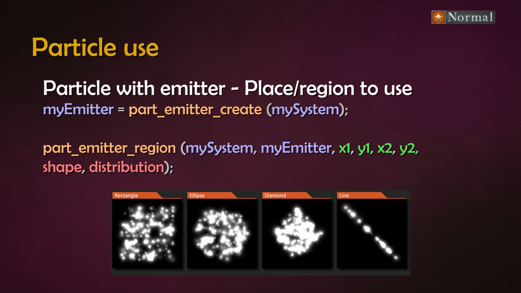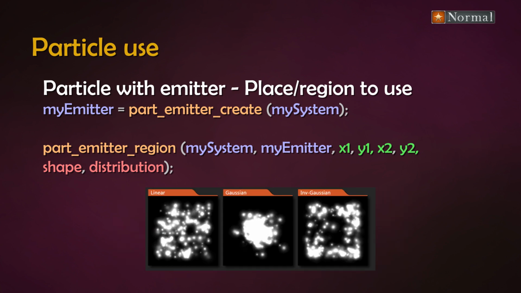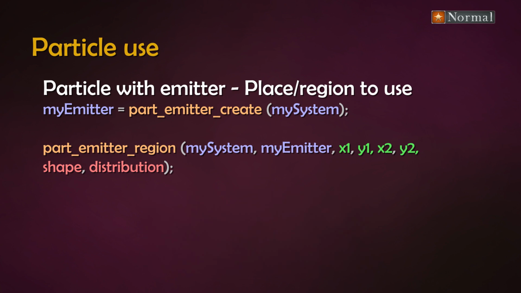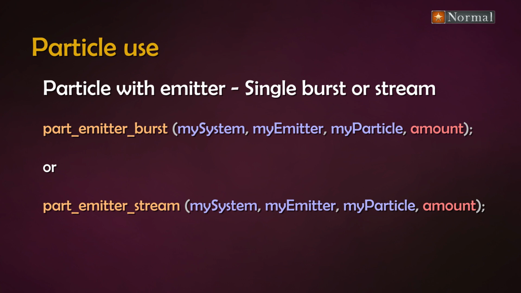Finally, you need to give a pattern of distribution, which are linear, Gaussian and inverted Gaussian. Use Gaussian if you want more clustering, or linear for an even distribution. Just play around with the shapes and distribution patterns to get the result you need. Last thing is how you want to shoot the particles. If you want to do it in a single burst, use the emitter burst function, or else use the constant stream emitter stream function. These two functions need the system, the emitter and the particle, plus the amount of particles to spawn every step. That is basically it.